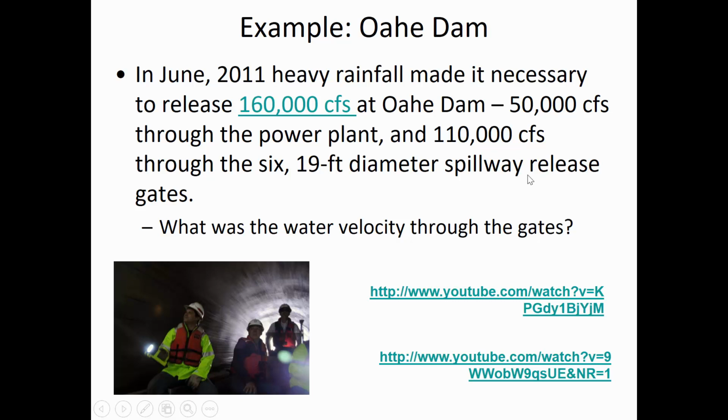Well, just to illustrate what we're going to be talking about in Chapter 5, let's consider this Oahe Dam and something that it experienced back in June of 2011. There was really heavy rainfall, as I already mentioned, and they had 160,000 CFS, and that's cubic feet per second. So that was the combined discharge through the power plant, and 110,000 CFS was going through these spillway release gates.